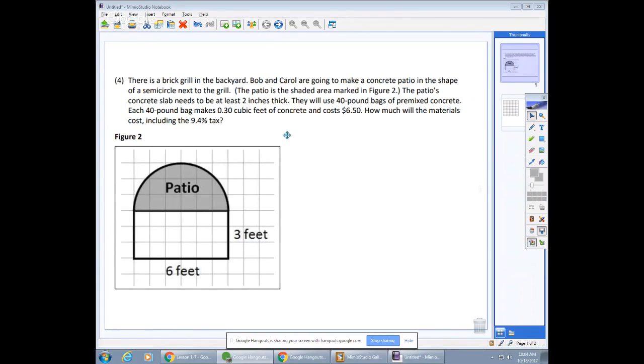This is the formula for a semicircle. Anybody remember what that is for the area of a semicircle? Pi times the radius squared divided by 2. Yep. So that's our pi times the radius squared divided by 2. Based on the picture here, the radius, the distance from the center to the edge, is 3 feet.